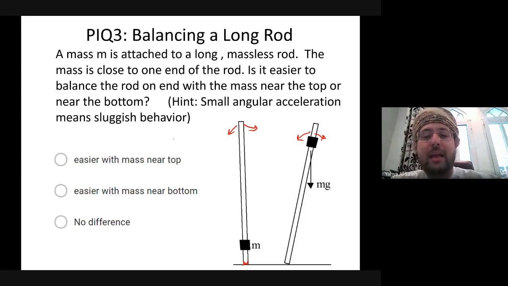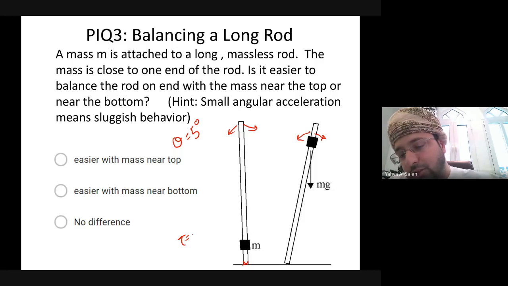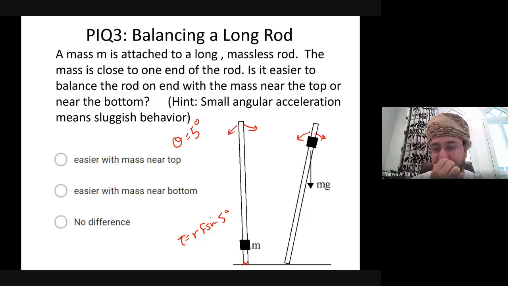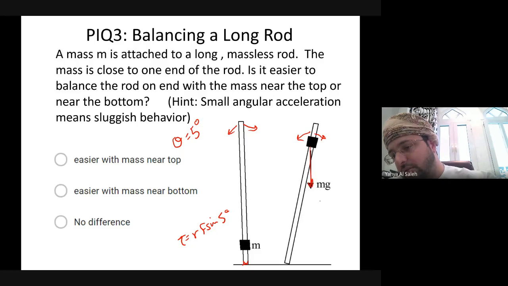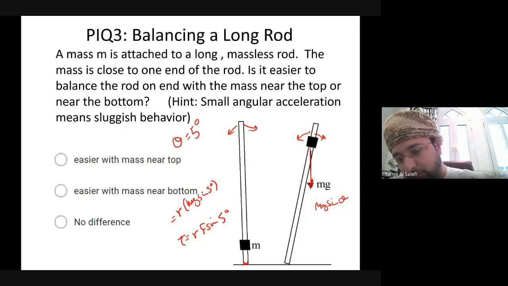Now, if I do the same small angle, let's say, for example, 5 degrees. Okay, tiny angle. Here, my torque is going to be r F sine 5 degrees. My F is going to be given by mg sine theta. Right? So r mg sine 5 degrees, sine 5 degrees.